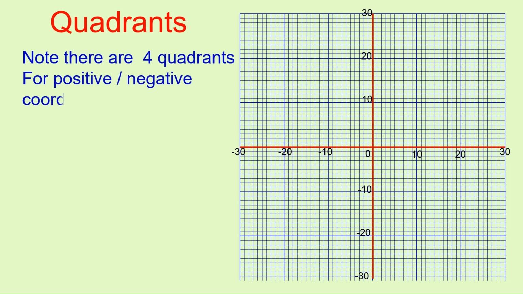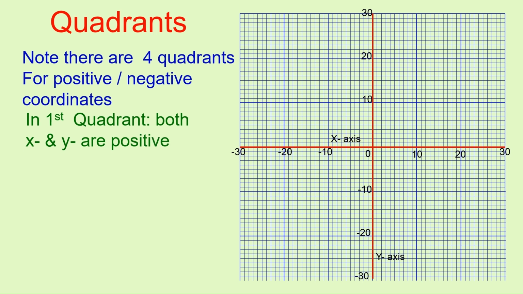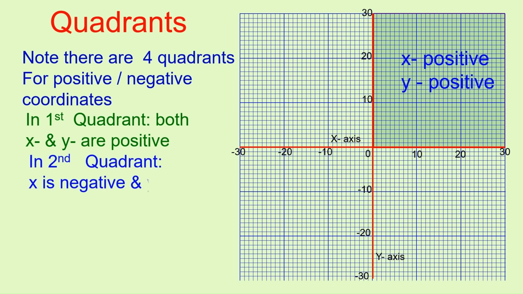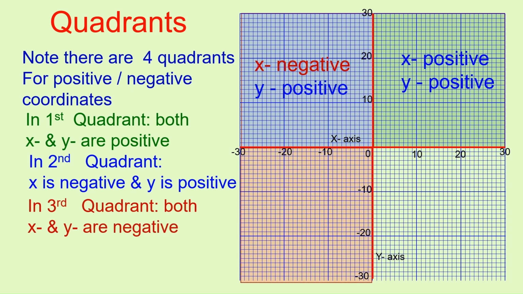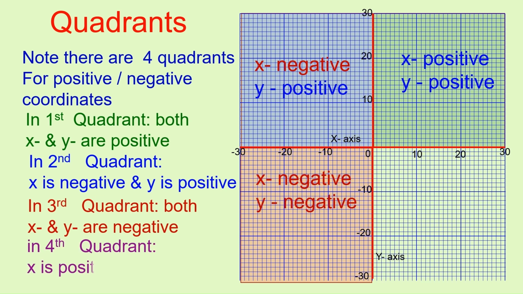Note there are 4 quadrants for positive and negative coordinates. In first quadrant, both x and y are positive. In second quadrant, x is negative and y is positive. In third quadrant, both x and y are negative. In fourth quadrant, x is positive and y is negative.